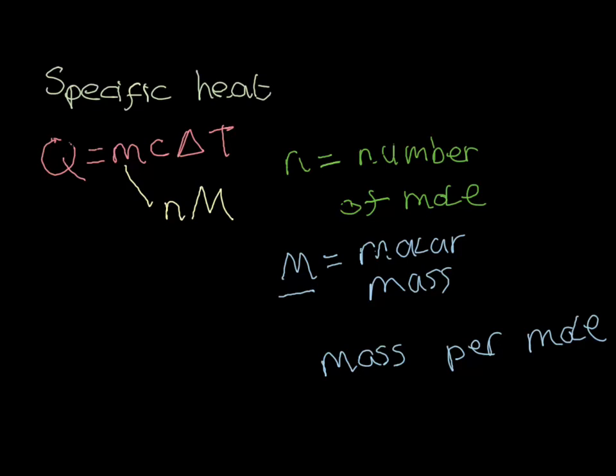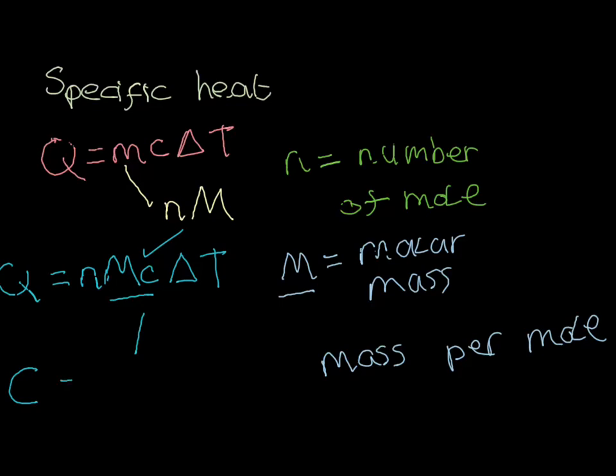So if I rewrite the equation, but with the new variables that I just showed you, we would have Q equals n capital M c delta T. Then we replace the capital M, which is the molar mass, and the little c by a capital C. It's not the same as the c here, that's the specific heat, but this capital C represents the capital M, which is the molar mass, times the specific heat.